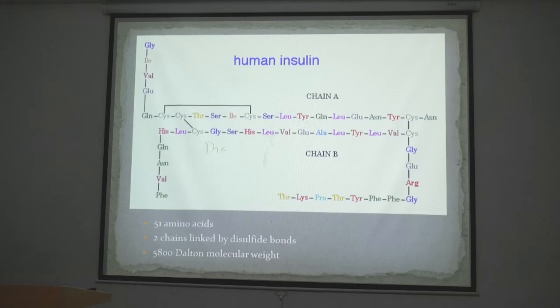Already mentioned in slide 51. Have you seen it? Two chains linked by disulfide bond, molecular weight is 5800. By which technique is insulin synthesized? Artificial insulin, synthesized by which technique? Which technique?